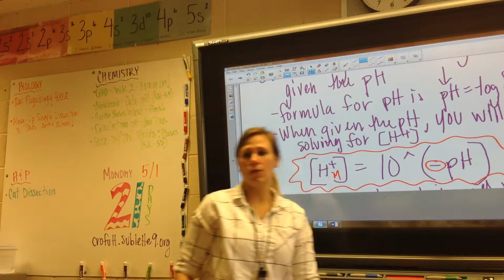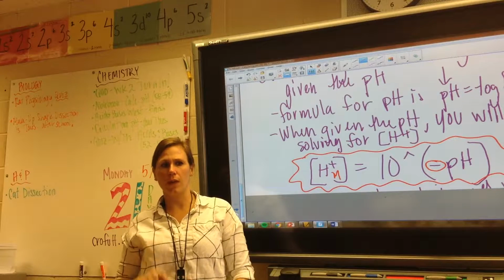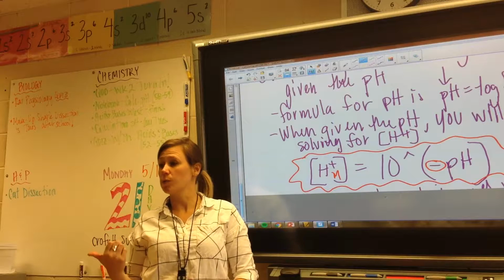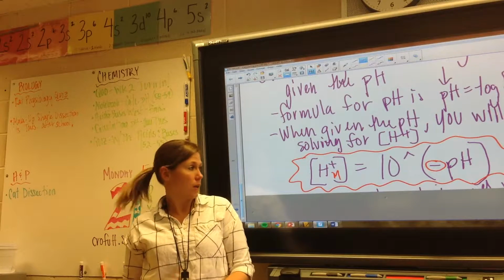In all of these, there's a negative value you need to remember, with the exception of pH plus pOH is equal to 14. Don't forget those negatives. Don't use the subtract sign, use the negative sign.